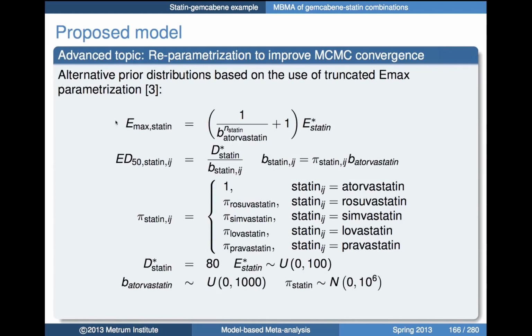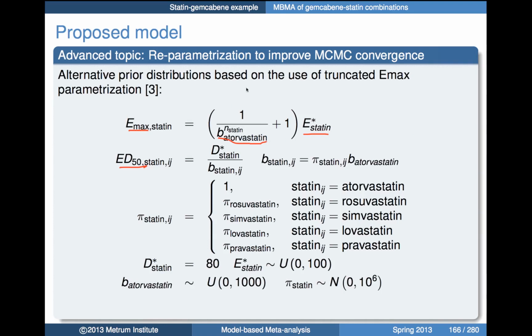So here's that reparameterization shown, where instead of directly estimating Emax and ED50 for atorvastatin, we're going to estimate something called E star statin here and something called B for atorvastatin, which are related to Emax and ED50. And you can see it in here. N-statin we're just going to leave as is and try to estimate it on its own, though it too is actually correlated with those other two parameters.